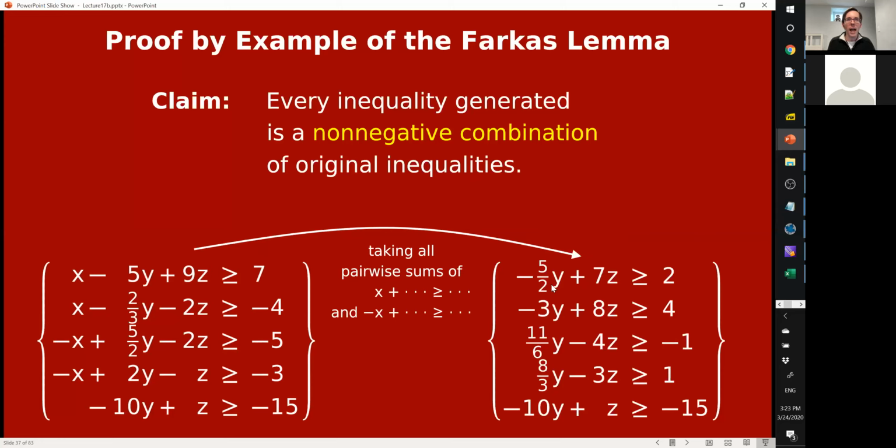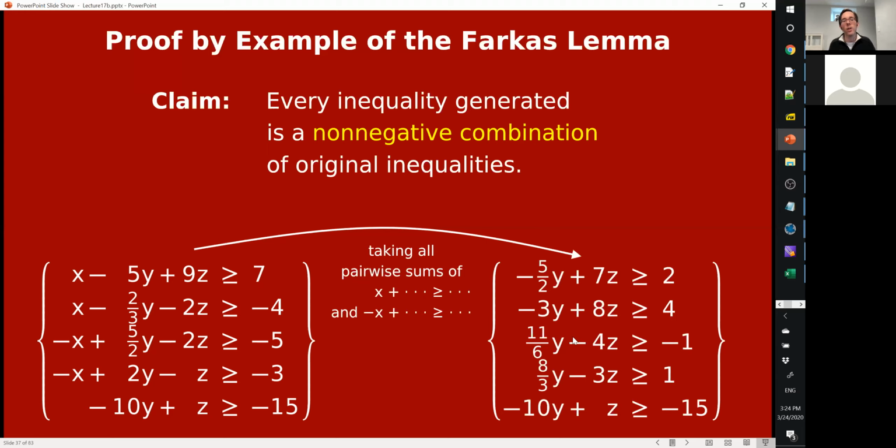And if you think about it, we got all these first 4 inequations here involving y and z by taking just pairwise sums of the plus x inequations and the minus x inequations on the left. So for example, we got this first one involving y and z by just summing the first inequation with a plus 1 on x and the first inequation with a minus 1 on x. So that indeed demonstrates that after this elimination step, all the inequations here indeed were non-negative combinations of original inequations.